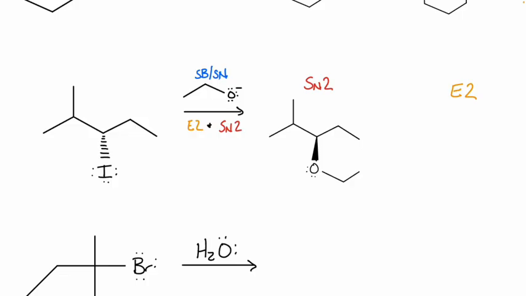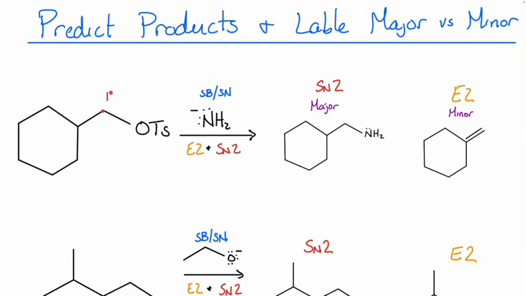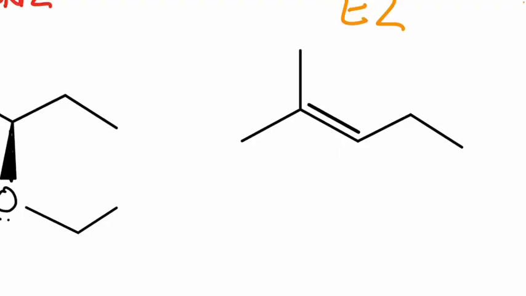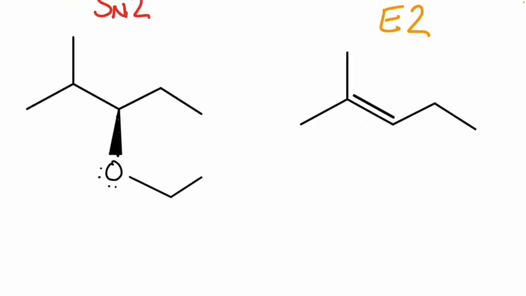If I'm going to do my E2 product, I'm going to remove a leaving group and a hydrogen from a neighboring carbon, but I've got 2 different neighboring carbons here. So I actually have 2 different elimination products that I could draw. One, if I eliminate the hydrogen on the left. The other, if I eliminate the hydrogen on the right.